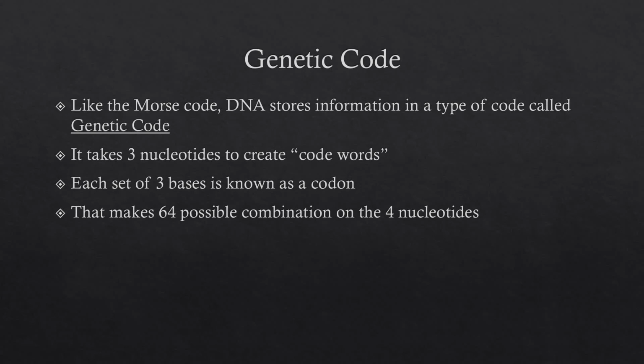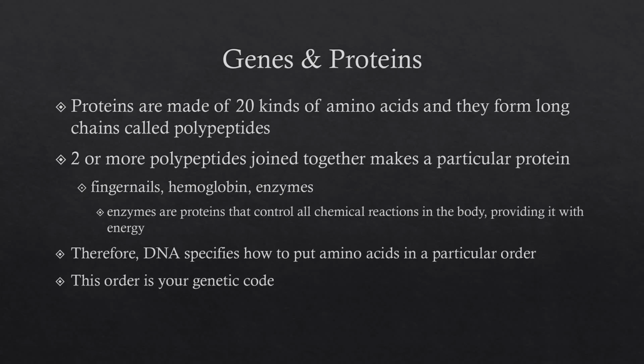So our genetic code, like the Morse code, is where DNA is stored, and it takes 3 nucleotides to create a code word, and each set of 3 bases is known as a codon. Now, because of the 3 bases in a set, and there are 4 different types of nucleotides, it can create 64 possible combinations. And therefore, DNA specifies how to put amino acids together in a particular order. This order is called your genetic code.